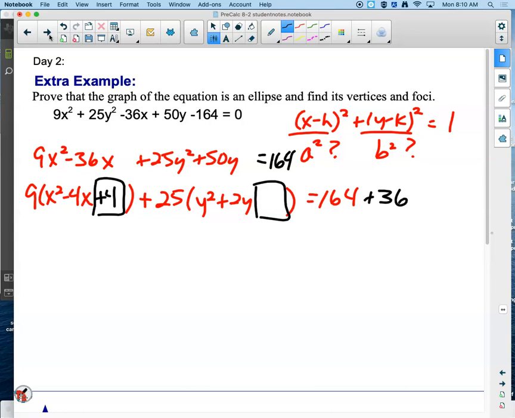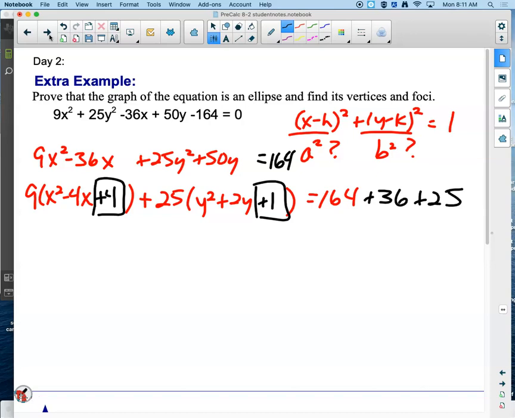Do the same thing for the y's. Ignore the 25 for a minute. B over 2 squared. 2 divided by 2 is 1, and 1 squared is 1. But I didn't just add 1 to the left-hand side, because it has to be 25 times 1. So there's a little bit more to think about when we have ellipses and hyperbolas that we're going to be talking about to complete the square.